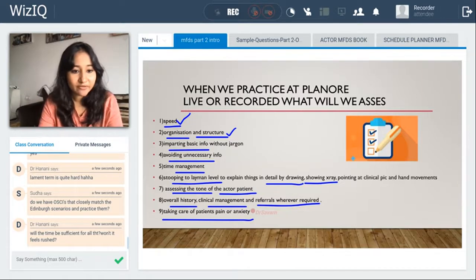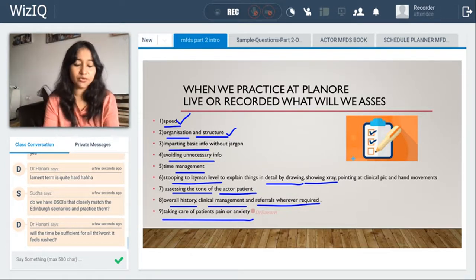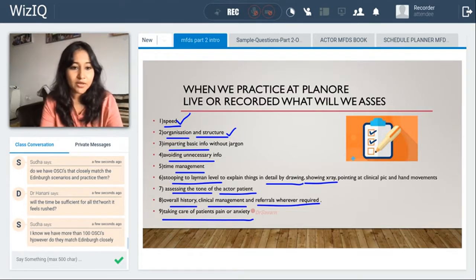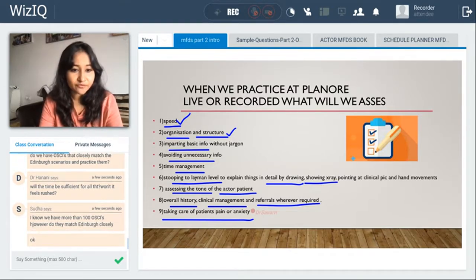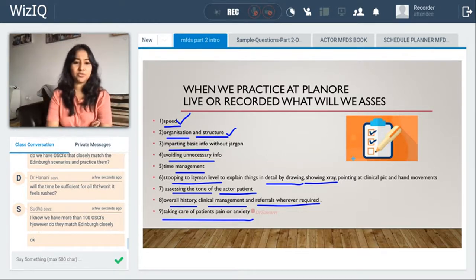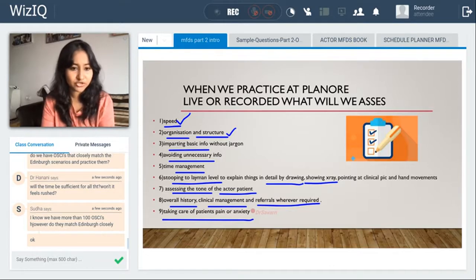Do we have OSCEs that closely match Edinburgh scenarios and practice them? Yes, that is what we are going to do. Will the time be sufficient for all that? Won't it feel rushed? Did not get your question, Hanani. You mean the points, whether the points will be too much to discuss in that short period?